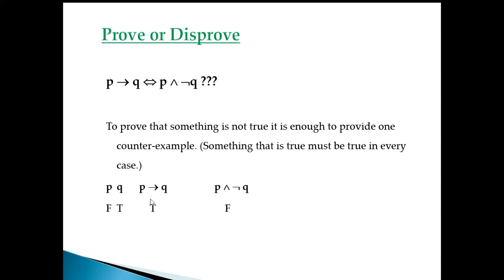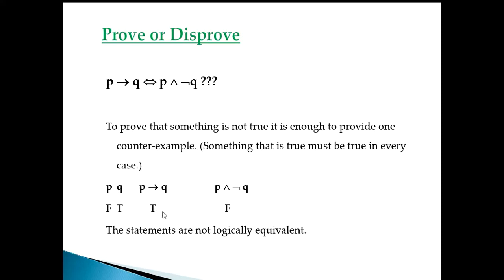So what is P implies Q? P implies Q means false implies true, that is true. If we take P and negation of Q: false and false is false. So now we see that P implies Q is true and P and negation of Q is false. So both are not equal, right? It means that this is not equivalent to this.